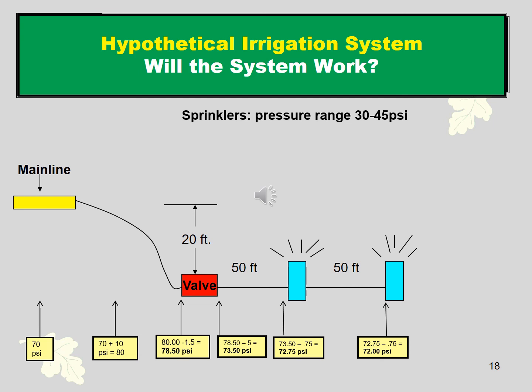Well, we subtracted 1.5 psi to account for the frictional loss of pressure in that 20-foot length of pipe. And then going through the valve, it loses a little bit more pressure, so we took off another 5 psi. So when the water is coming out of the valve, it's now at 73.5 psi. In that first 50-foot length to the first emitter, it loses another 0.75 psi due to frictional losses moving along in that pipe, and then another 0.75 in the second 50-foot length of pipe. So at the last emitter of this very simple system, it's receiving 72 psi.